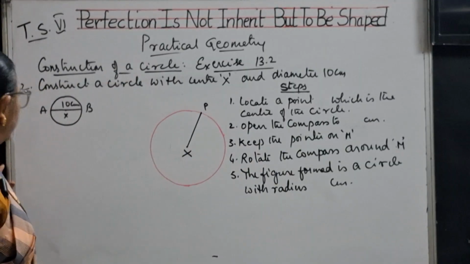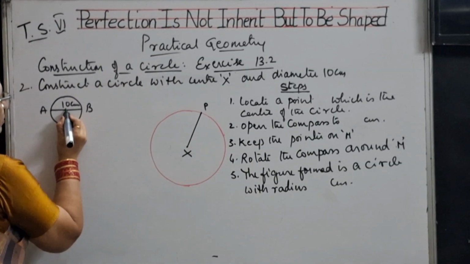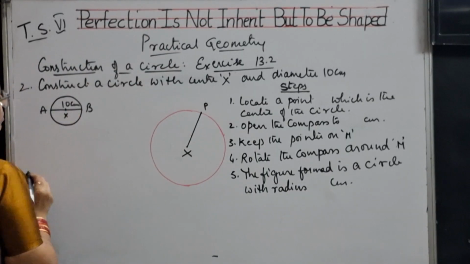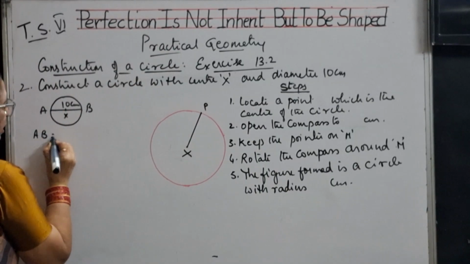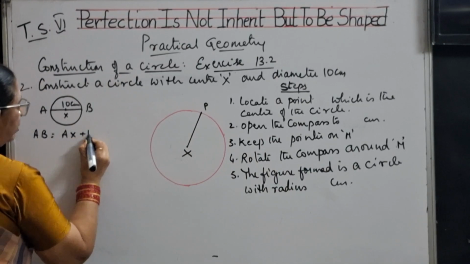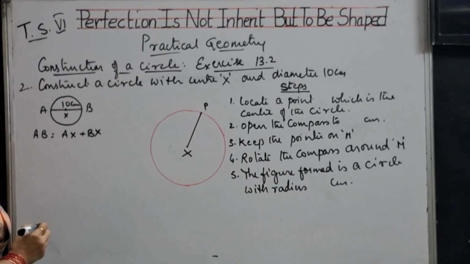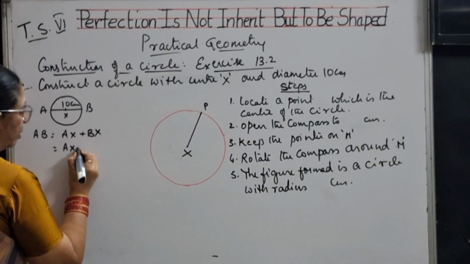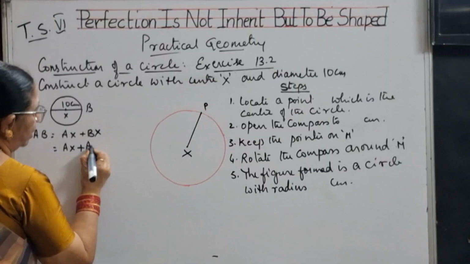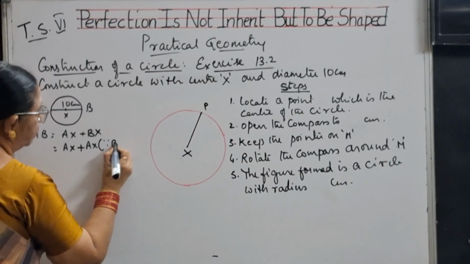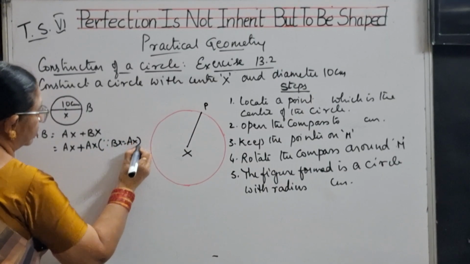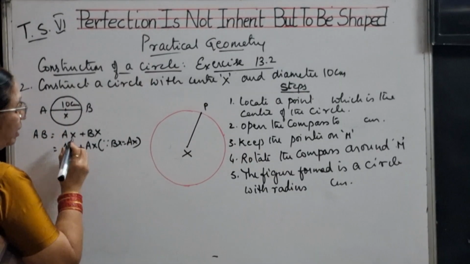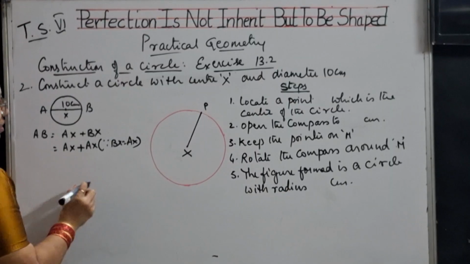But what is this diameter, children? See, AX is a radius and XB is a radius, and AB is 10 centimeters. How are you getting AB? With AX plus BX. But we know that BX is equal to AX, so you can write AX again. Yes or no? BX and AX, what are they? They are the radii.